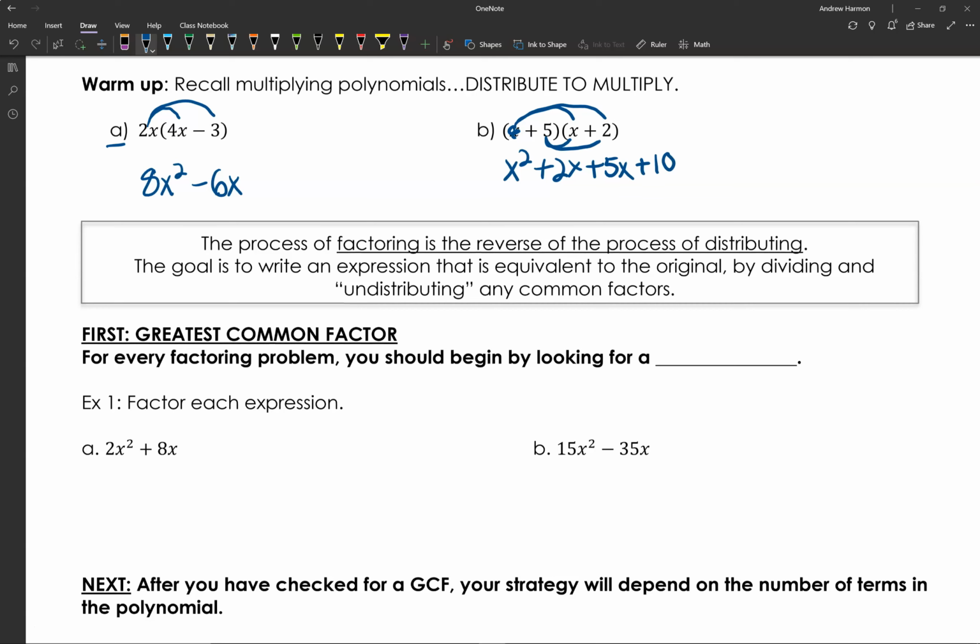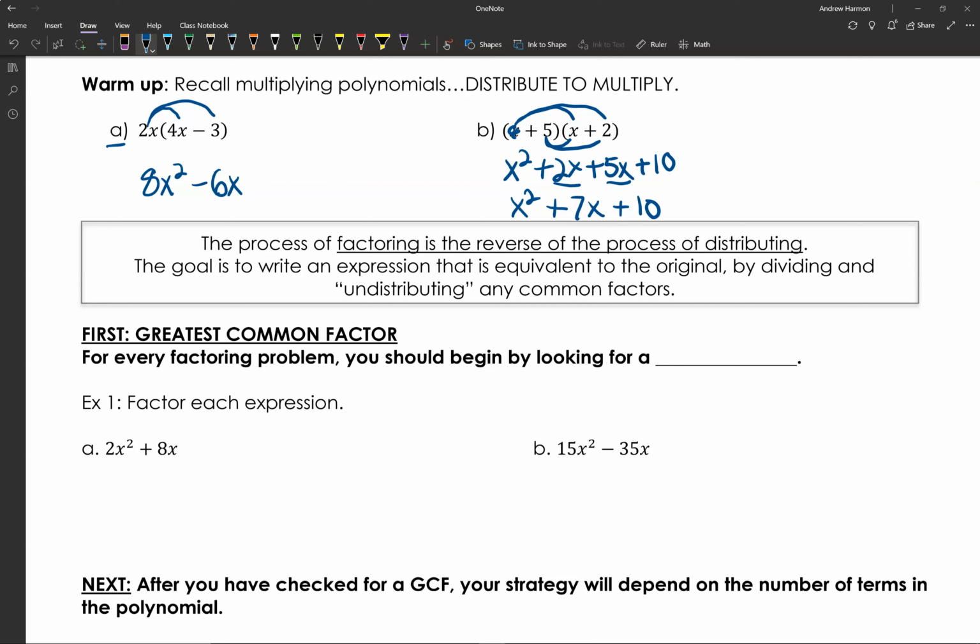From here we need to simplify this, so we have an x squared, can't combine that with anything. We have a 2x and a 5x, those together would make a 7x, and then the 10 we can't combine, so we just bring it down. So we get x squared plus 7x plus 10.